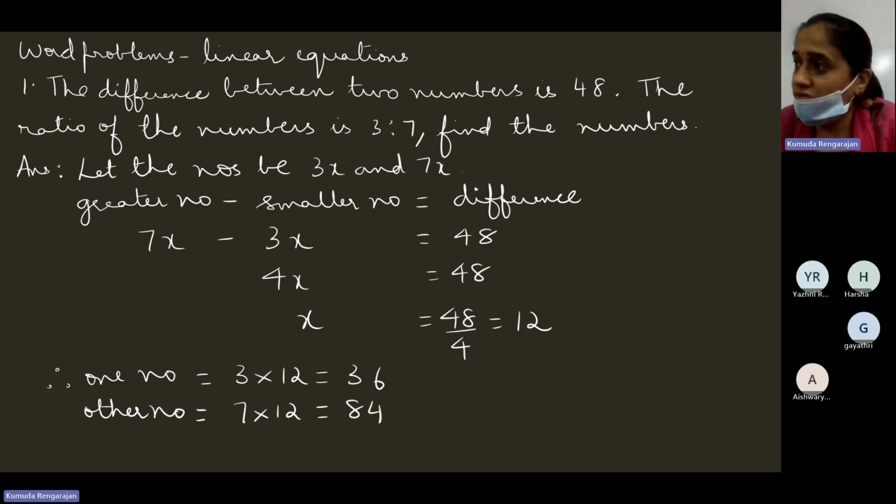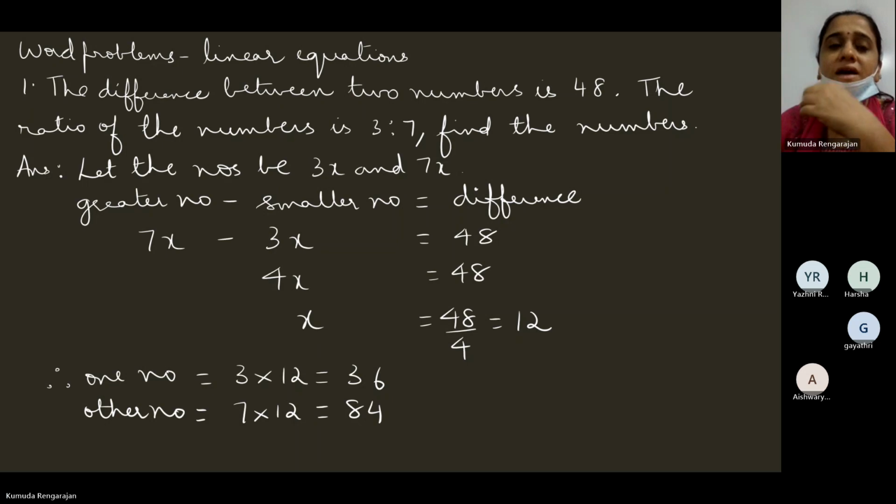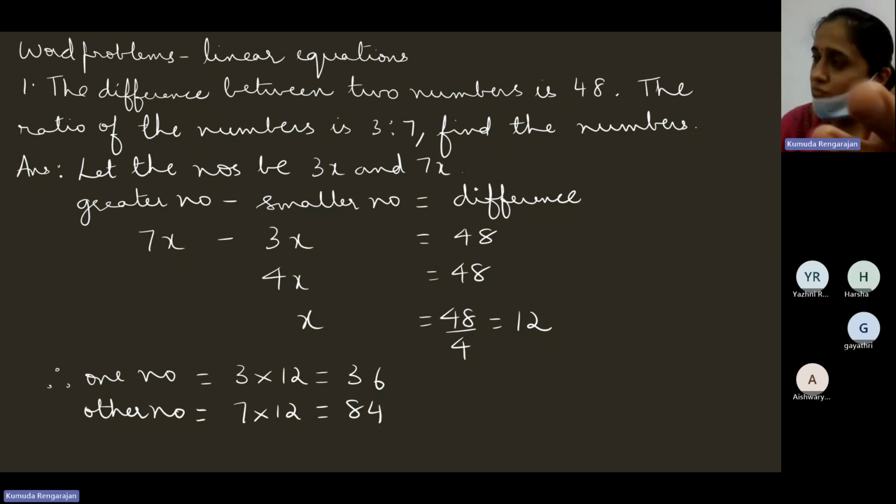So the ratio of the two numbers is 3:7. So let the numbers be 3x and 7x. Whenever we have to answer a word problem from linear equations, you need to divide the question into two parts. Use one part for assumption, and the other part for constructing the equation. So here, the two things given to us are the difference between the two numbers is 48, which is one piece of information, and the other is that the ratio of the numbers is 3:7. Use one of them for assuming the numbers. Let one number be this, so the other number is that.